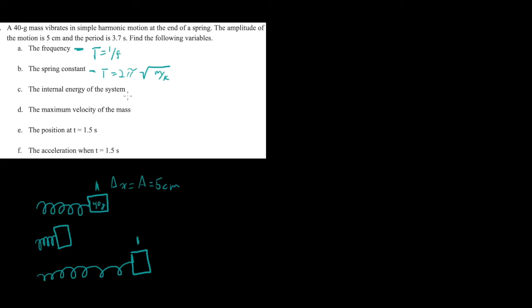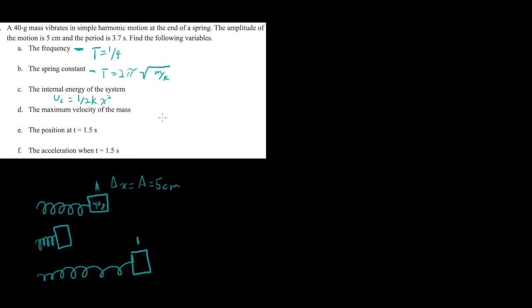The internal energy of the system, how can I find that? In order to find that, I need to make use of the energy equations. I either need to know the maximum velocity, which D is asking for, so clearly I don't know it, or I need to know the maximum potential energy. And the potential energy here is going to be the potential spring energy. So it's going to be U, which is U_S, which is going to be 1/2 kx squared.